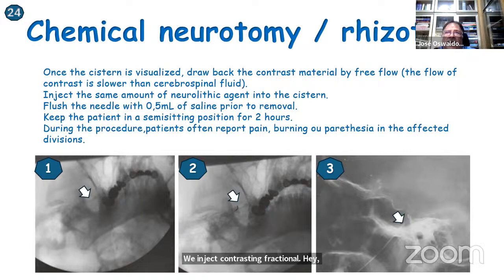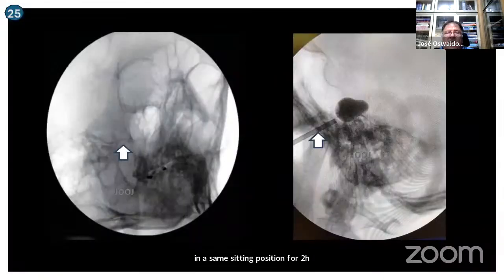with a volume of 0.1 milliliters into the trigeminal system. After visualizing the system, we wait for the contrast to drain and then inject the same volume of neurolytic agent. We keep the patient in a semi-sitting position for 2 hours.